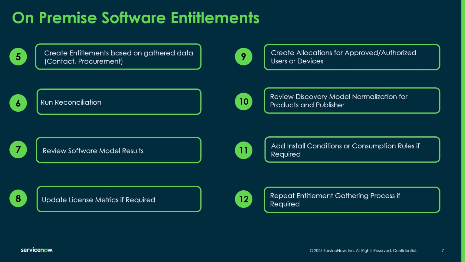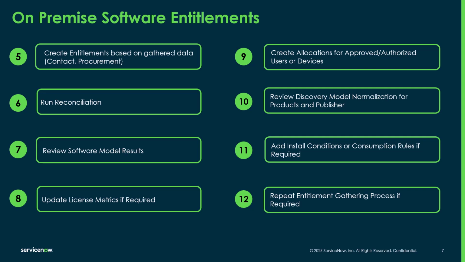And once you've done all that and you've run through your reconciliation a couple times and you're confident with that, you're going to want to take a look at, are there still any unlicensed installations or unlicensed products for that publisher showing up in the license usage workspace? So if that's the case, now you're going to want to go back and do that entitlement gathering process again.